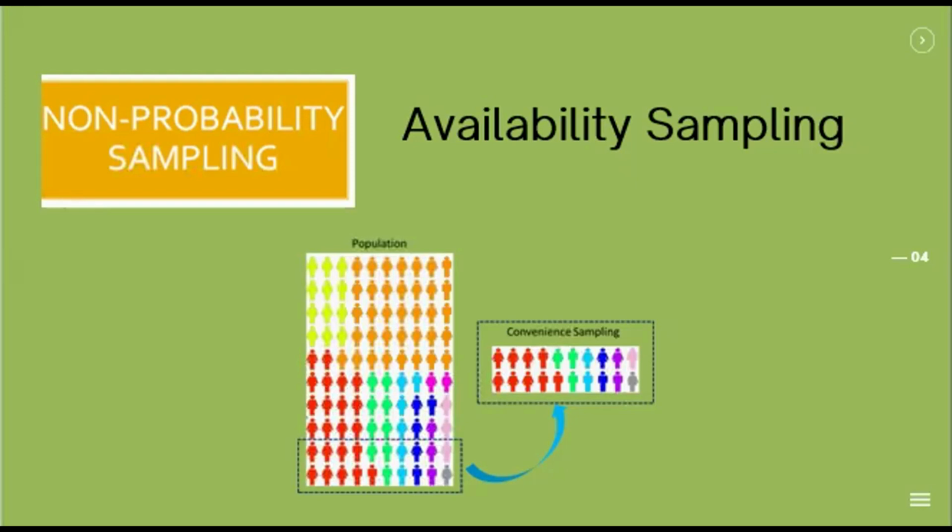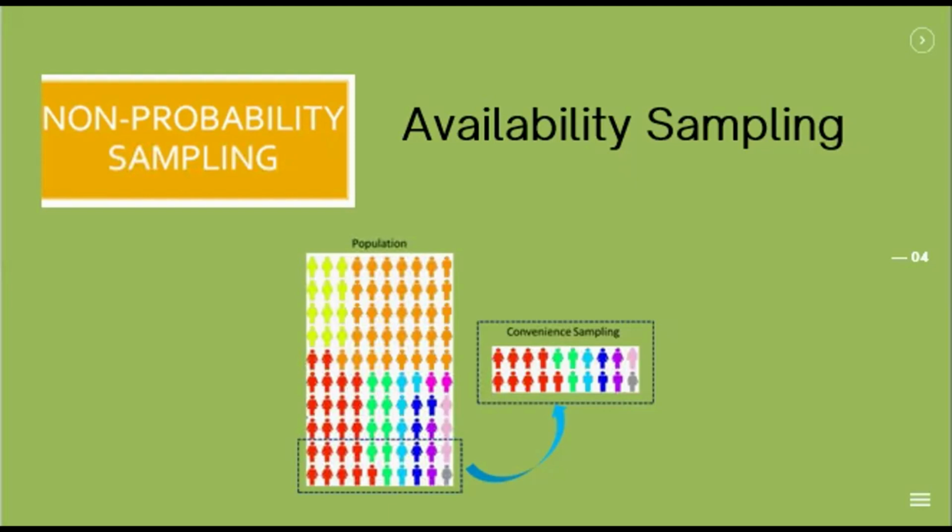Okay, so now let's proceed with the next type of sampling method, which is the non-probability sampling and its types. So now let's proceed with the first type of non-probability sampling. And we have availability sampling. Okay, so availability sampling is also called convenience sampling.